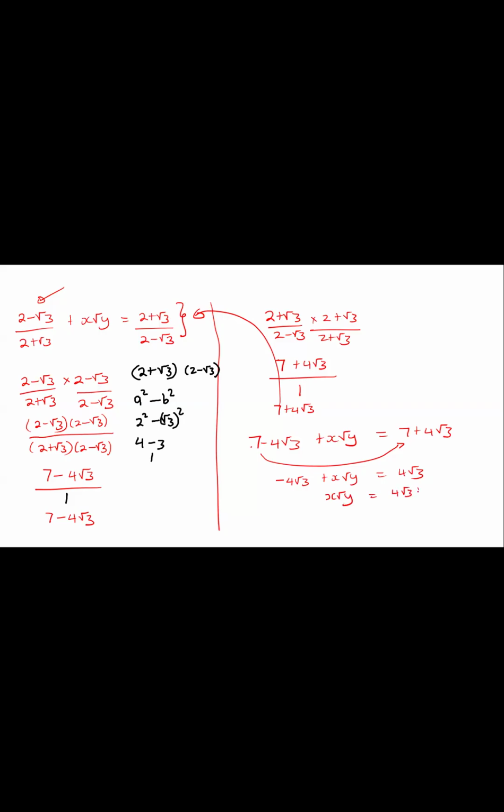So you have 4 root of 3 plus 4 root of 3. So this gives us x root of y equals to 4 plus 4, which gives us 8 root of 3. And therefore you say x is equal to 8, y is equal to 3.